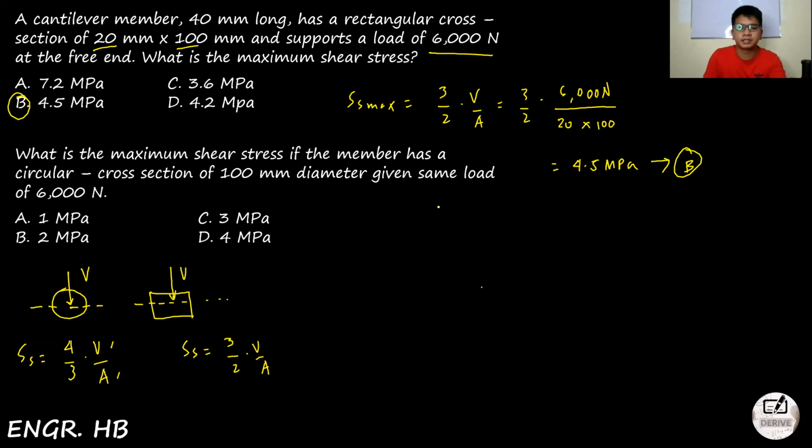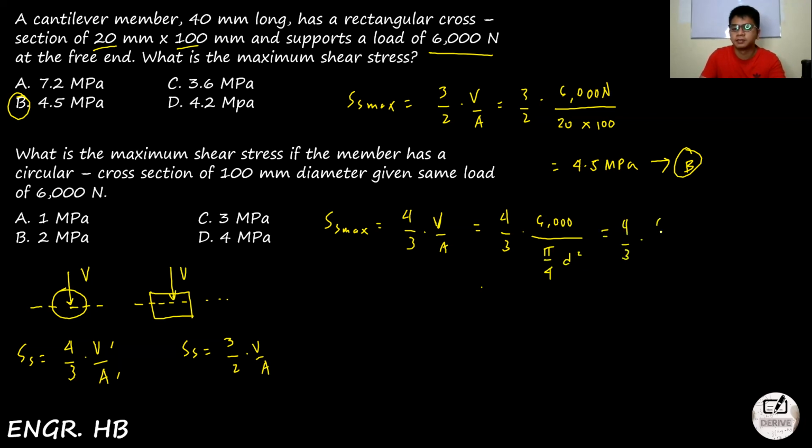Okay, so what is the maximum shear stress naman dito if the member has a circular cross-section of 100 mm diameter given same load of 6,000 Newton? So shortcut formula for the cross-section of circular, which is 4/3 V over A, no? So parang nangyari lang guys, dito 3/2, dito naman is 4/3. So that will become 4/3 times V, which is 6,000. And of course, this is not a length times width, but a pi/4 D squared kasi nga circular cross-section ng usapan.